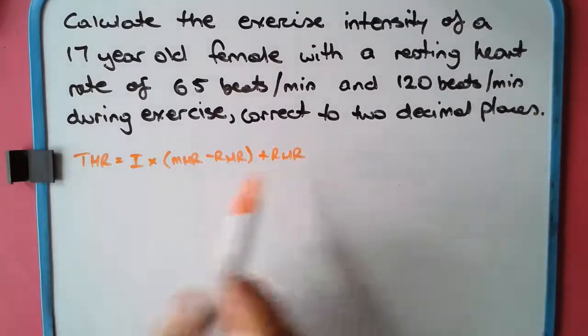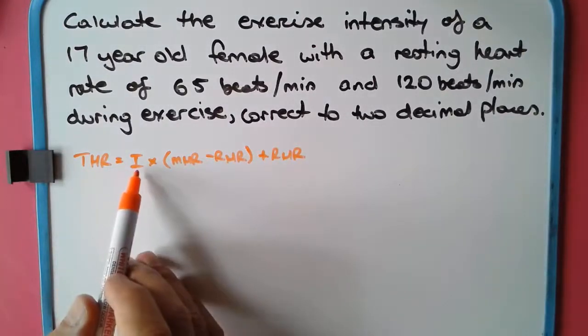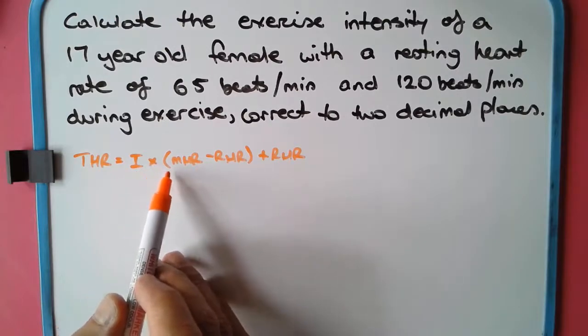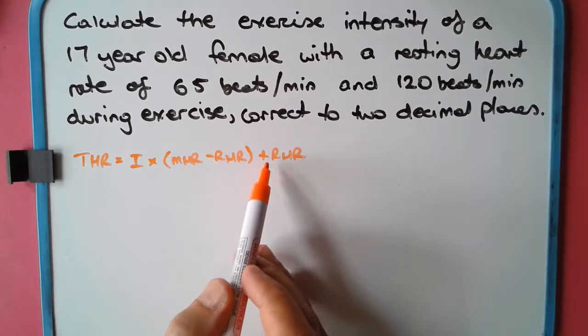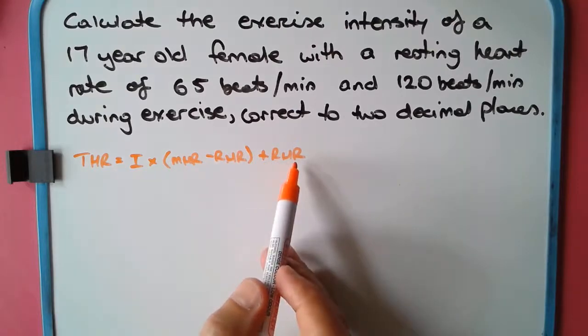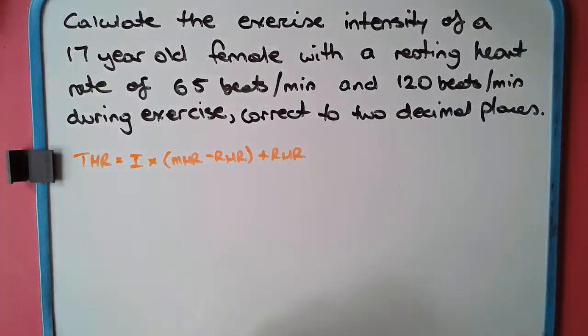So we've looked at this already. Target heart rate is equal to the intensity times, in brackets, maximum heart rate minus resting heart rate, plus resting heart rate. I'm not going to annotate this. I'm just going to verbalize it and commentate as I go along.